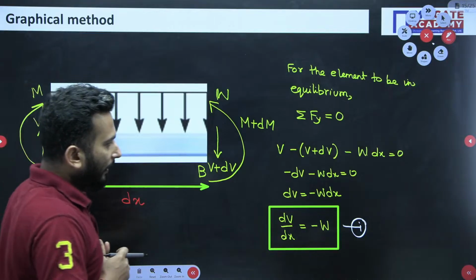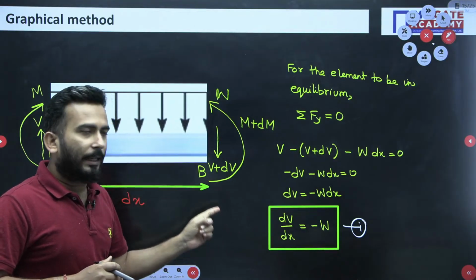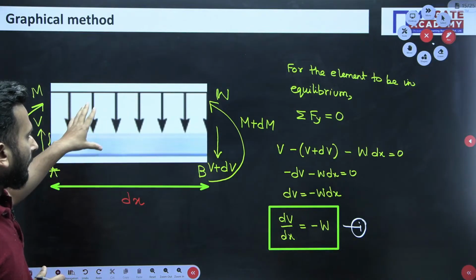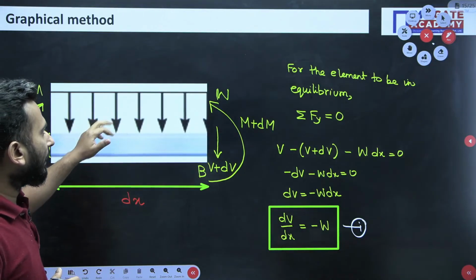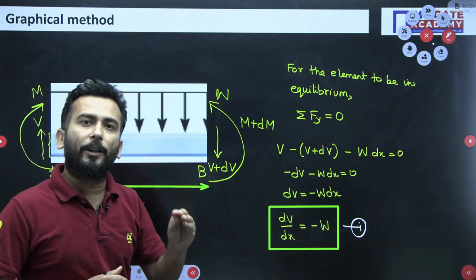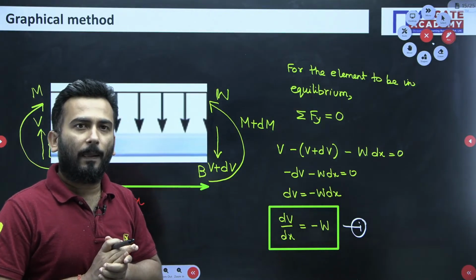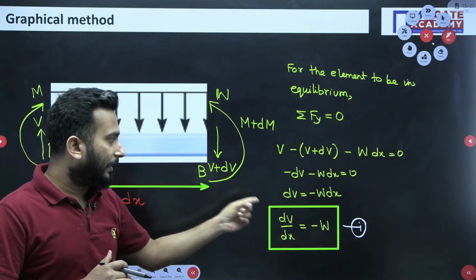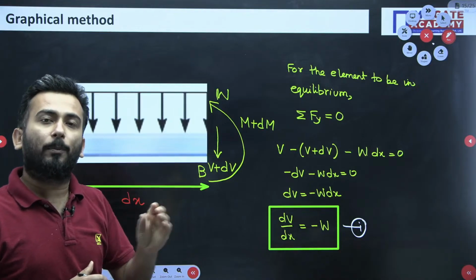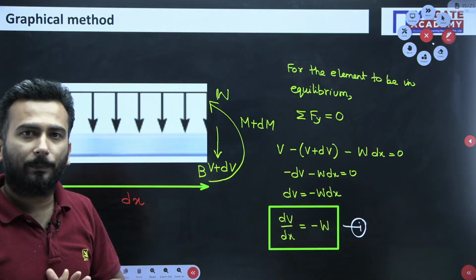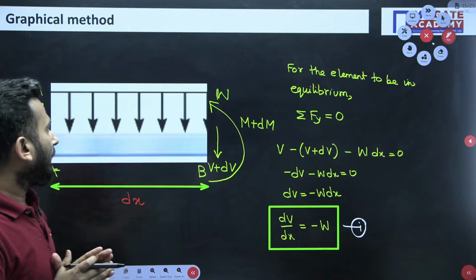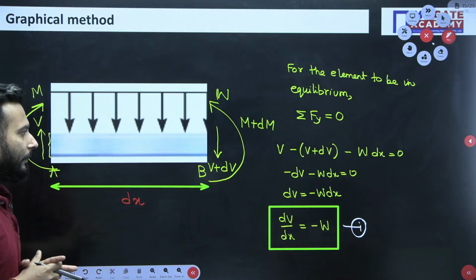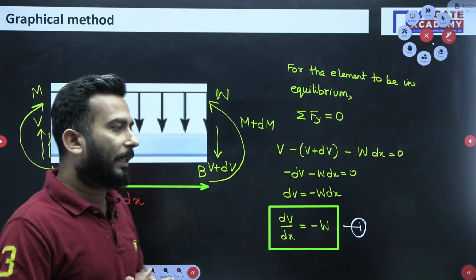One more thing, my dear friends: while deriving this relation, I have not assumed that there is a point load acting in the section. Have I assumed that there is a point load acting over here? No. So this relation is not valid wherever a point load comes into the picture. Are you able to understand this?